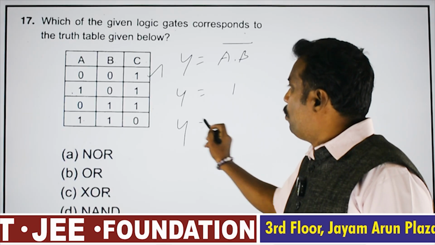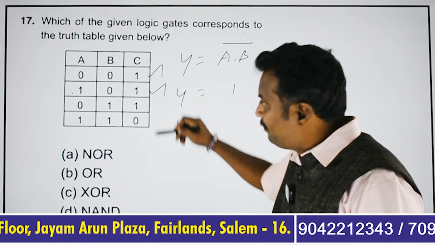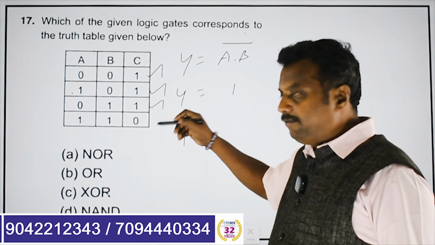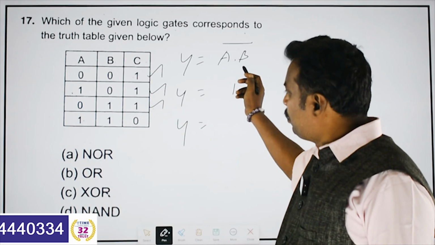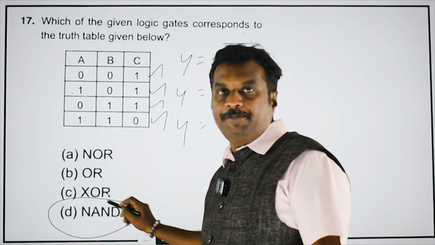Second case we give 1, 0. 1.0 what is it, sir? 0. 0 bar is what? 1. So second we have verified. So 0.1 again 0, 0 bar is 1. Verified. Last we verified 1.1 is 1. 1 bar is what? 0. So the right choice will be option D.